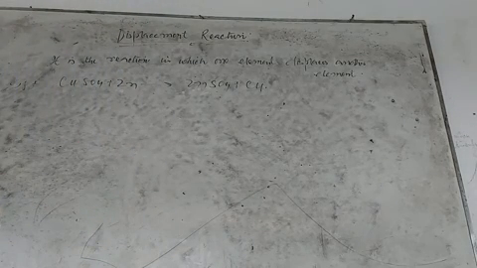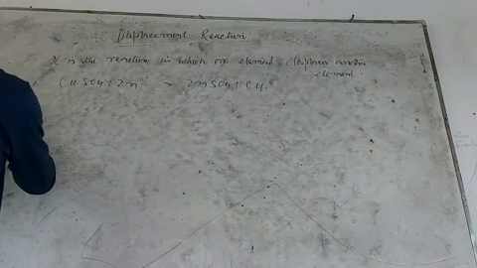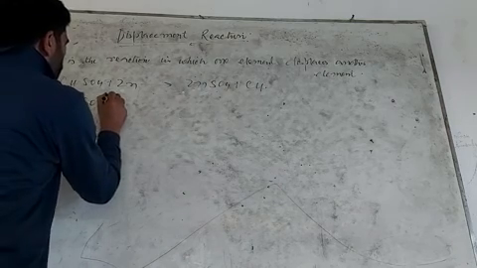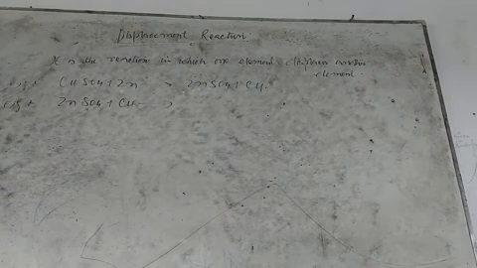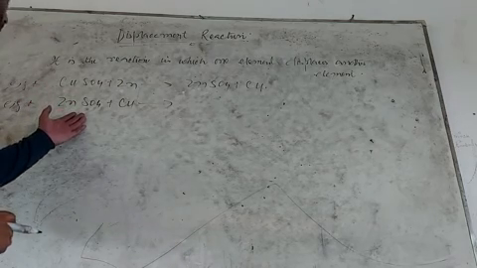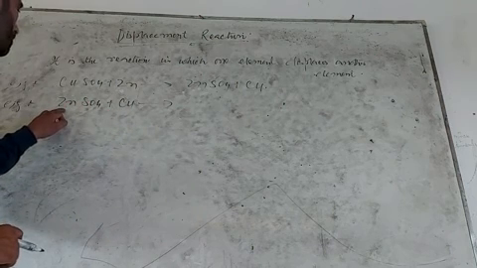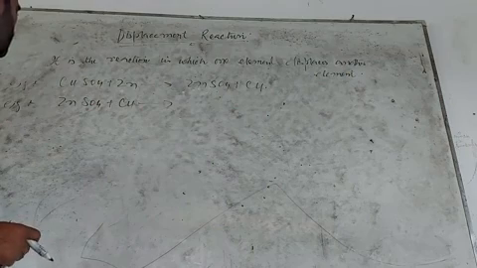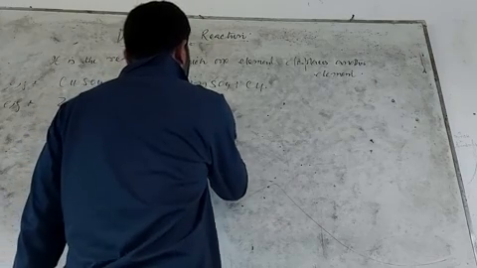Another example we can take: if we have ZnSO4 plus Cu, what will happen here? On its reaction, since copper has less reactivity as compared to zinc, copper has no ability to remove the zinc from this compound, so there is no reaction.